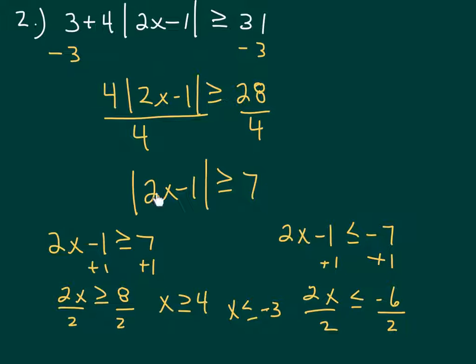So remember, we take the inside out, reverse the sign, and reverse the sign of the number. Take the inside out, keep the sign and the number. So then when we solve, we get these for our answer. So now let's graph those.